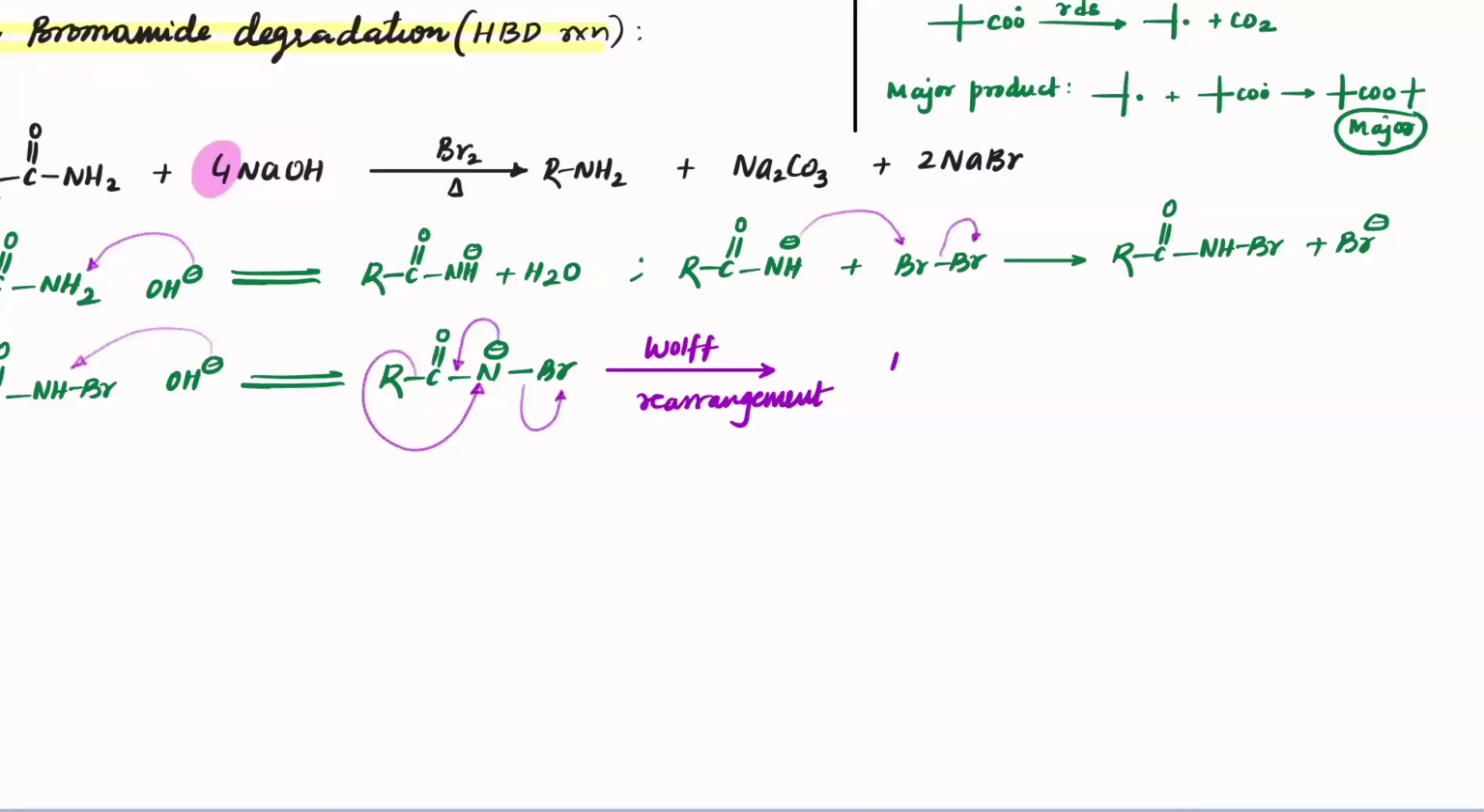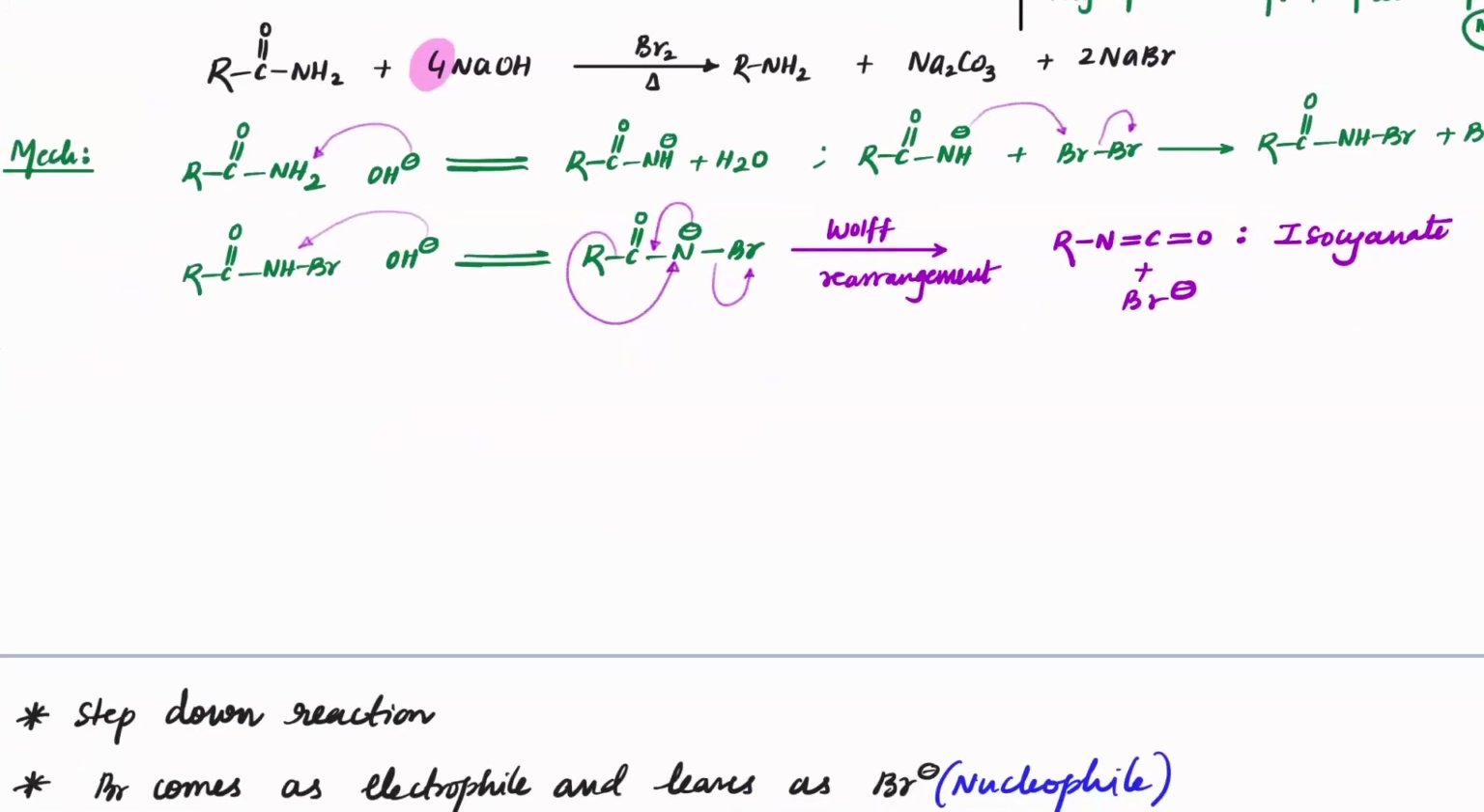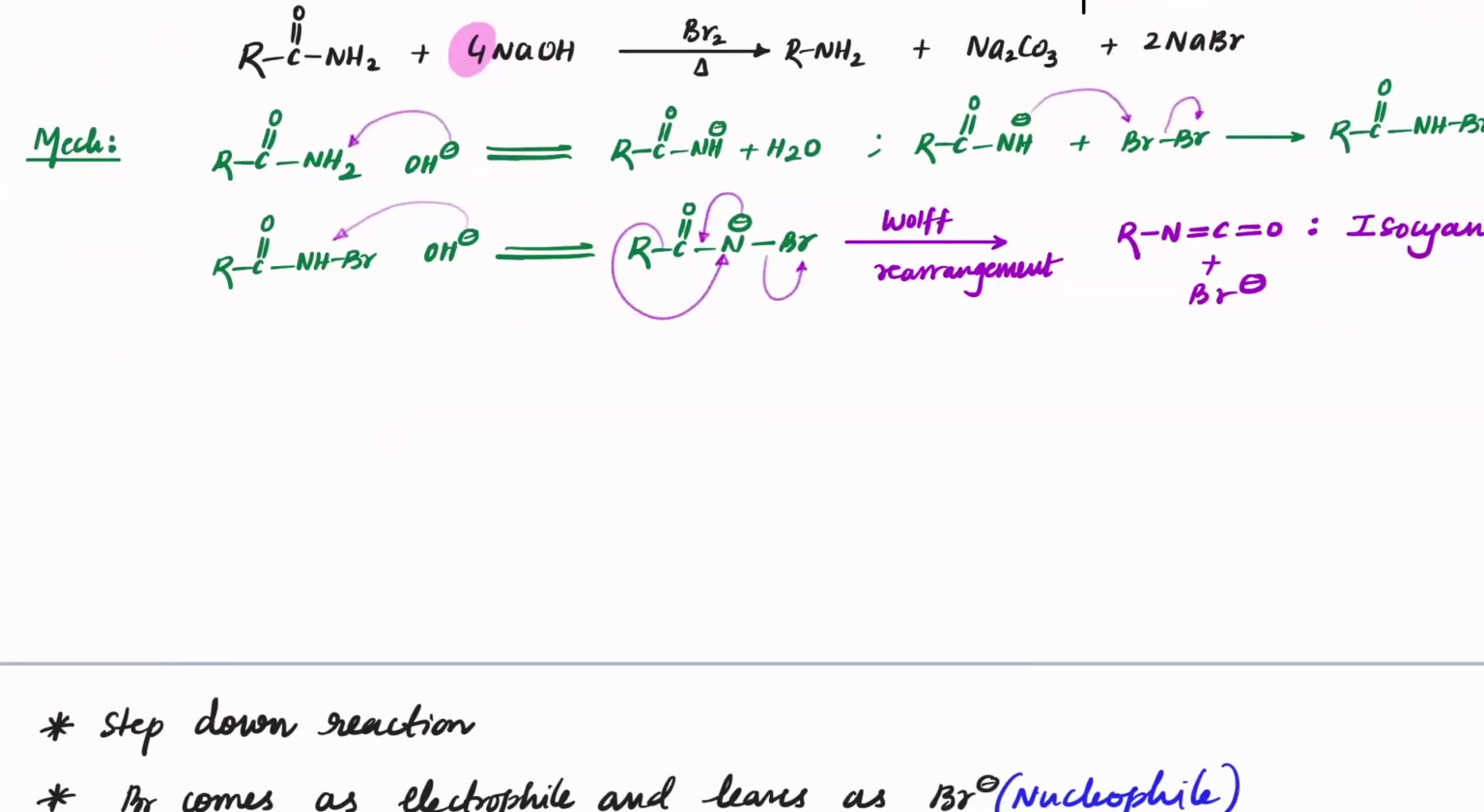And due to the Wolff rearrangement, what do we get? R, N, double bond, C, double bond, O. This intermediate is named isocyanate. So we get this isocyanate plus Br minus. Isocyanates would undergo a strong reaction here. So what is the reaction that will happen? Let's see. So we'll have this as R, N, double bond C, double bond O.